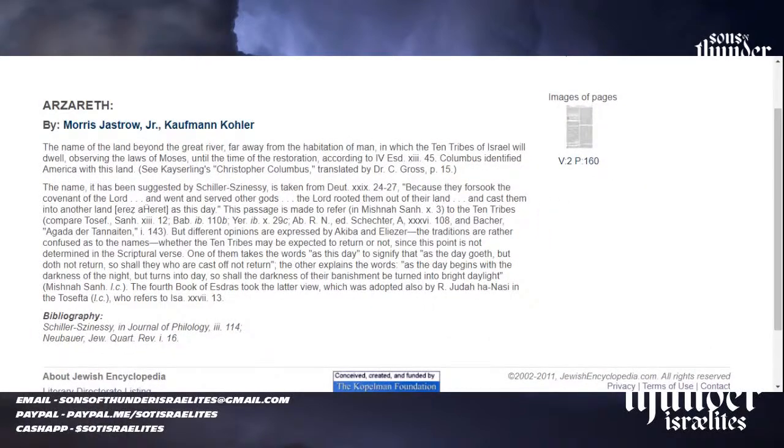All right. It says the name of the land. It says Arzareth, right? And how is the Jewish man spelling it? The one with all our records, right? How does he spell it? With the S? Arzareth, right? The people who speak contemporary Hebrew even spell it with a Z. So let's see. The name of the land beyond the great river, far away from the habitation of man, in which the 10 tribes of Israel will dwell, observing the laws of Moses until the time of the restoration, according to 4th Ezra, right? Chapter 13, verse 45. Columbus identified America with this land.